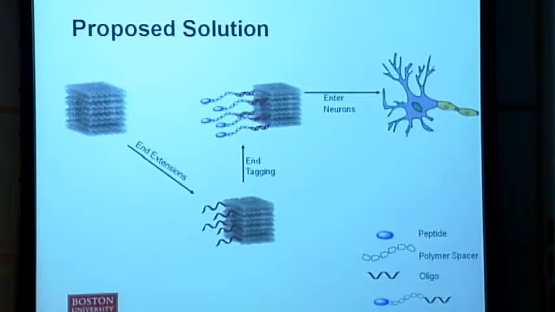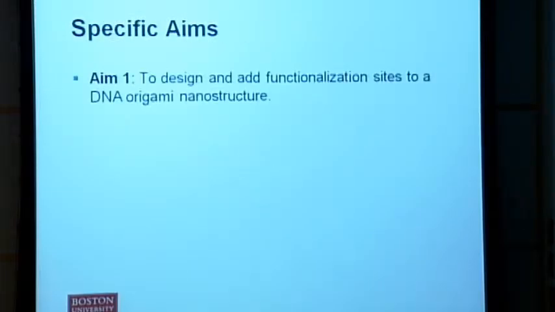And then we go on with animal testing. So specific aims really quickly. We take our literature DNA box and add the designs that we intend.